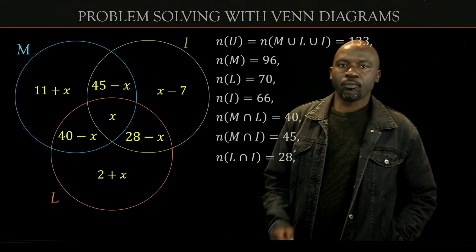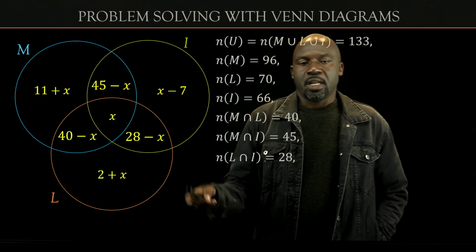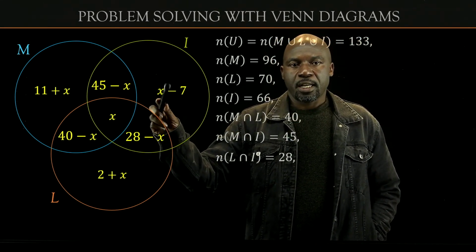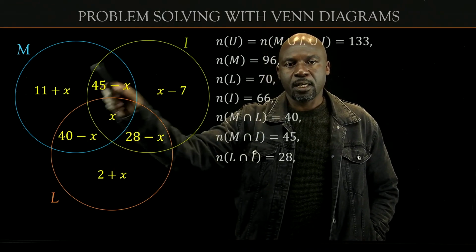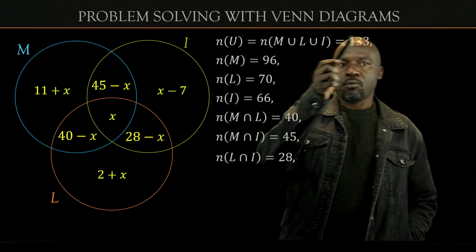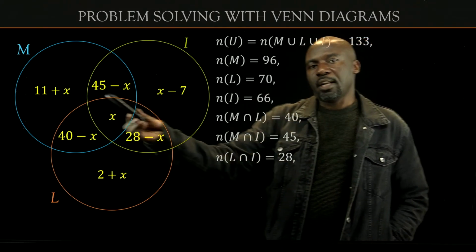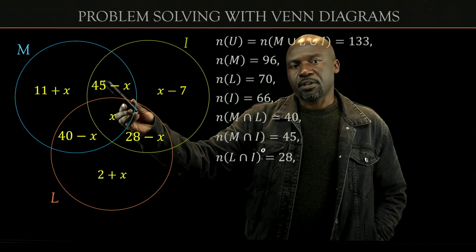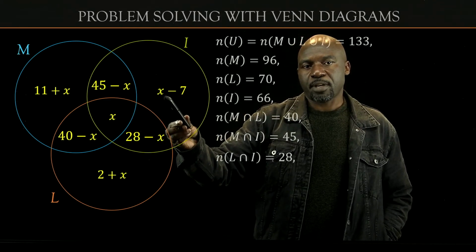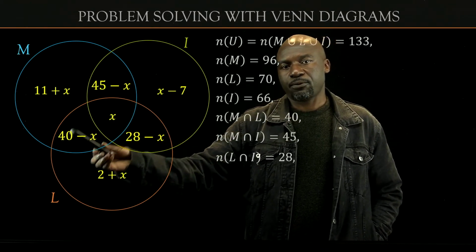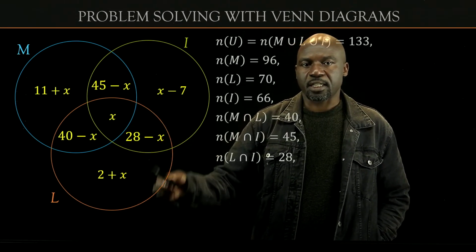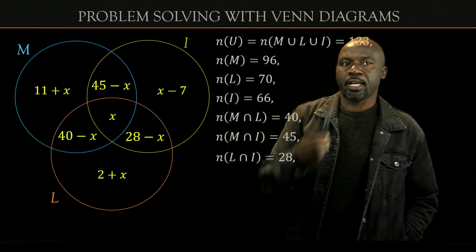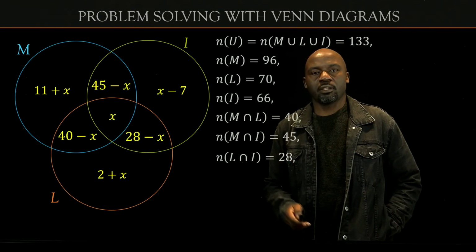So we can now conclude that if we added every element in these small parts here, they must add up to 133. So 11 plus x plus 45 minus x plus x minus 7 plus x plus 40 minus x plus 28 minus x plus 2 plus x. If we add all that, what we get must be 133.